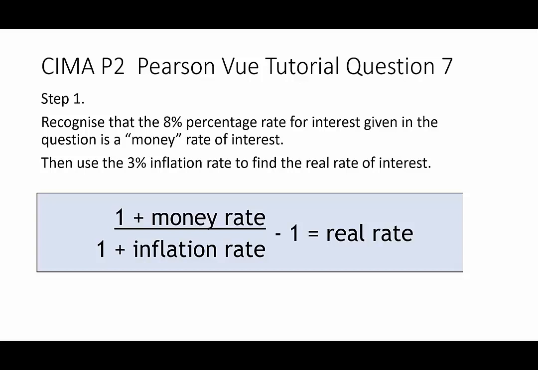Well, the first step that we need to look at is to recognise that the 8% rate of interest given in the question is a money rate of interest. Then use the 3% inflation rate to find what the real rate of interest is, the rate by which her money will be increasing.